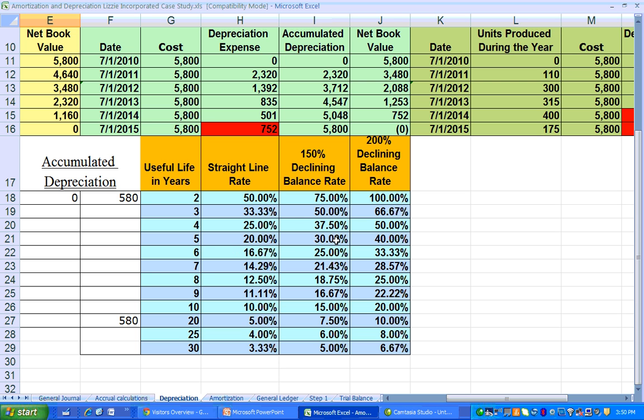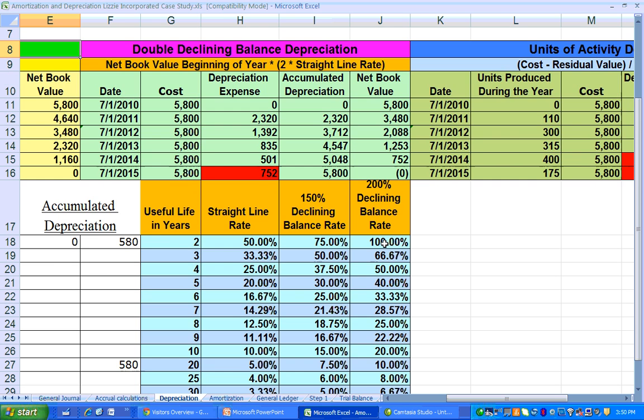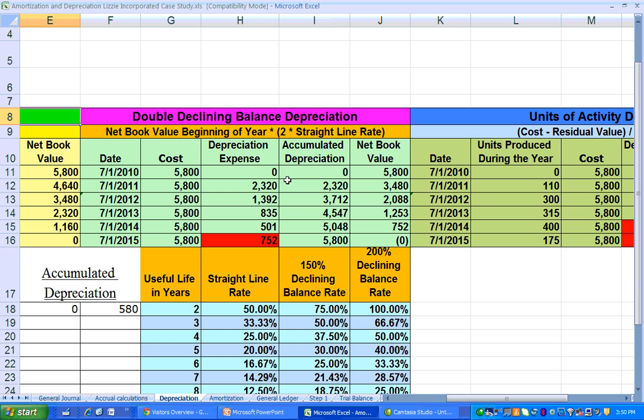You notice that we're front-loading the depreciation expense. We depreciate more quickly. But regardless, we make sure that the item is fully depreciated in 5 years. So I had to do a special, put some additional depreciation expense in year 5 here. Next, let's look at the units of activity depreciation.